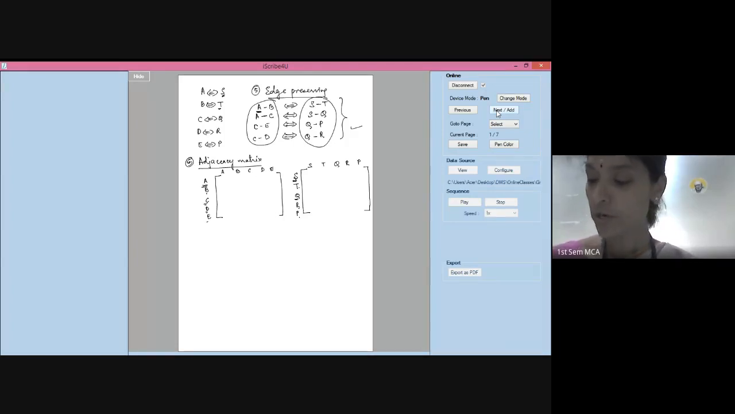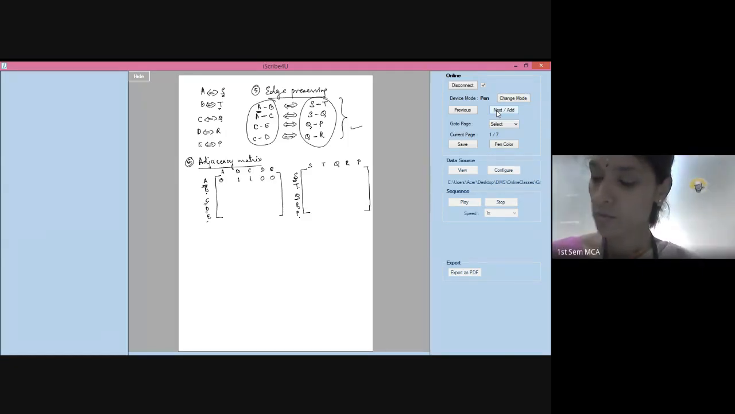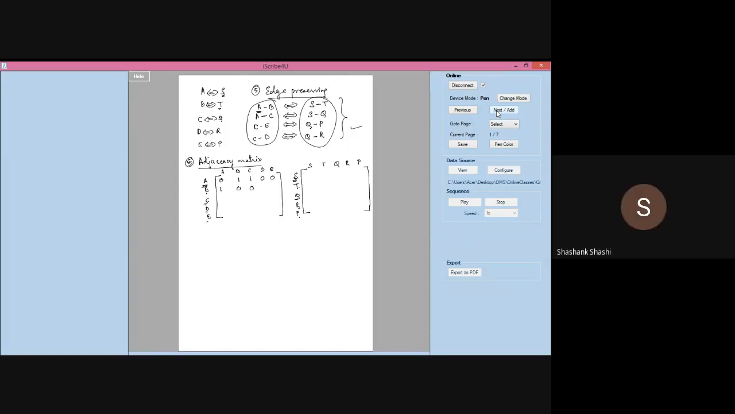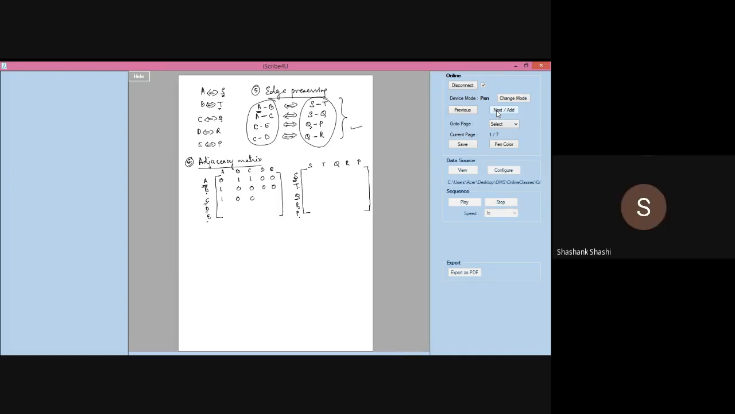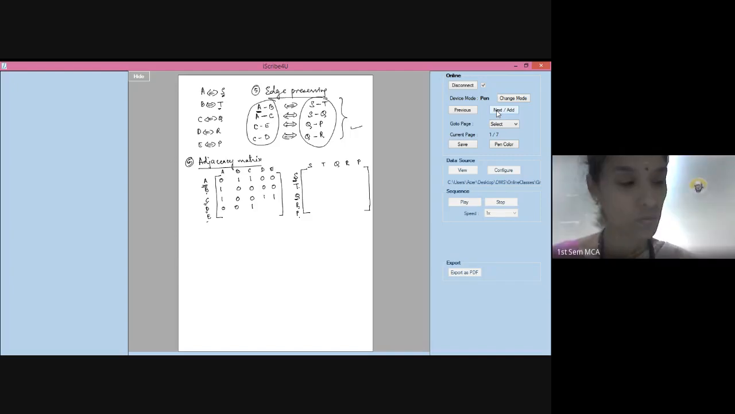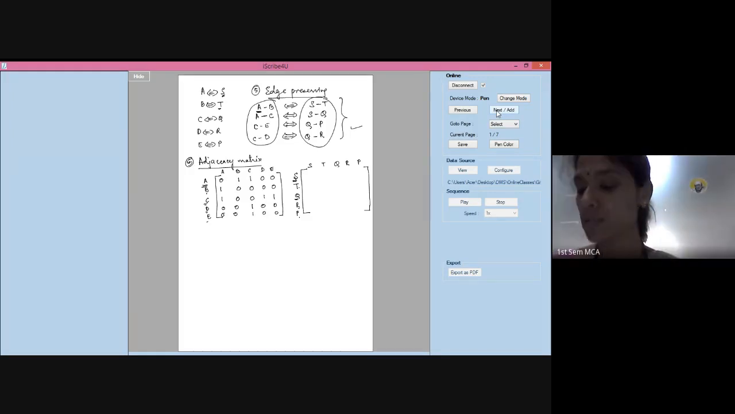Now you write down the adjacency matrix looking at the graph. Both the graph adjacency matrix should come the same. A to A is 0. A to B is 1. A to C is 1. 0. 0. 0. So this is 1. This is 0, 0, 0, 0. This is 1, 0, 0, 1, 1. 0, 0, 1. 0. Okay, this is the adjacency matrix for G1.